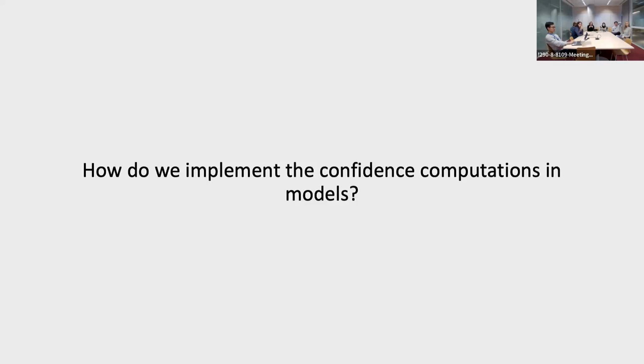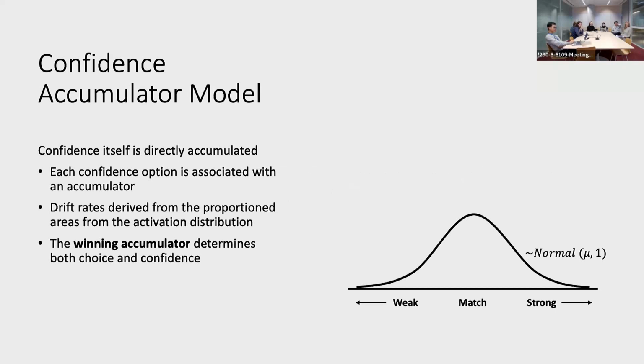So how exactly do we use those three different confidence computations in models? What would the models be like? I will start with the direct accumulation approach first. This model is very similar to the earlier models that assume confidence itself can be directly accumulated. But instead of differential processes, it uses LBA.